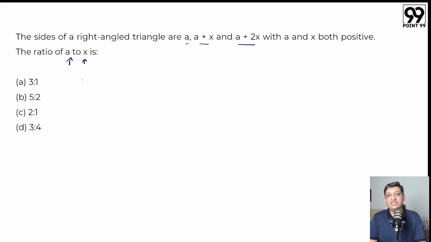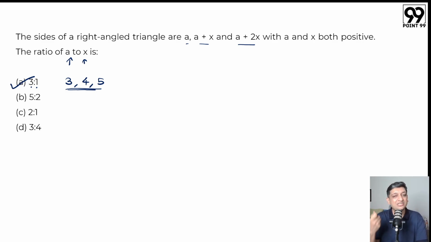Now one thing you can do here is you can use the options. So if a is 3 and x is 1, then what are the sides? 3, 3 plus 1, that is 4, and 3 plus 2, that is 5. 3, 4, 5 is absolutely a right angled triangle. So this is my answer and I'm done with it. I need not even go to the other options and check because we have to select only one option.